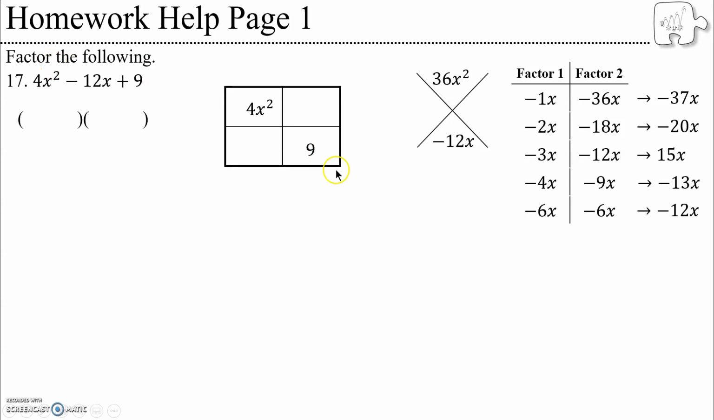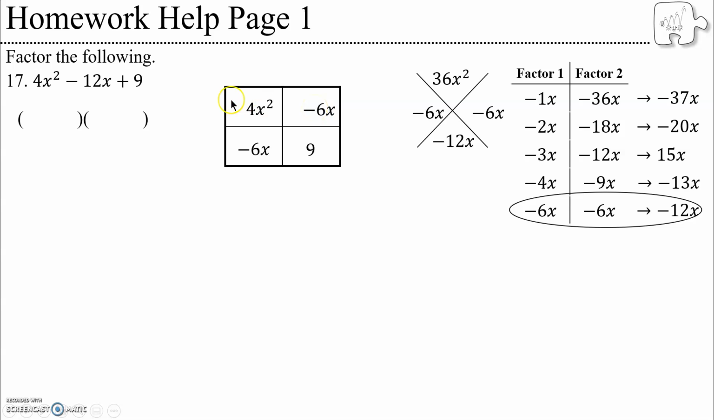So we get negative 6x and negative 6x makes negative 12x, which is what we wanted. We're going to fill in negative 6x and negative 6x here, and put in negative 6x and negative 6x here.